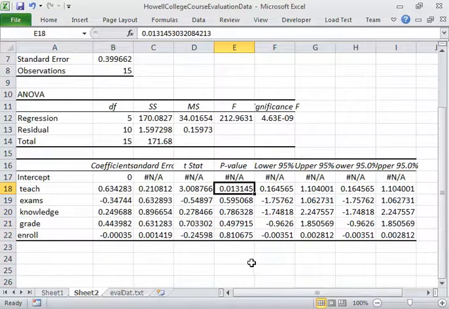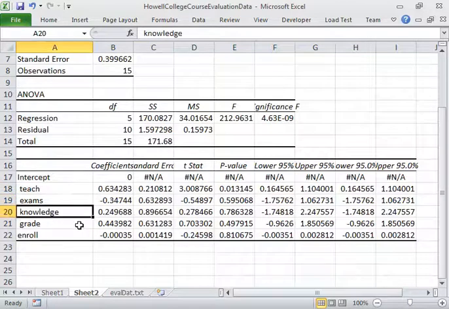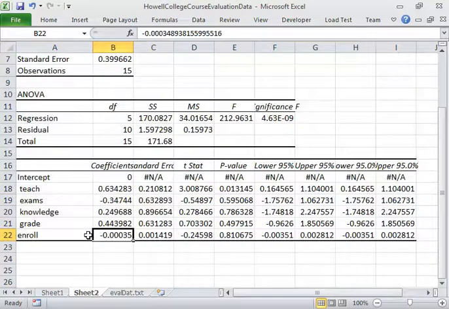So the way we're going to answer this question is that the factor that is the best indicator of overall rating is teaching. The best teachers end up getting the best scores. And the one that has the greatest impact when we look at this, the coefficient is 0.6, negative 0.3, 0.2, 0.4, 0.0. The one that has the greatest effect, one extra point in teaching has more of an effect than one extra point in the exams, one extra point in knowledge, the anticipated grade, or the enrollment.